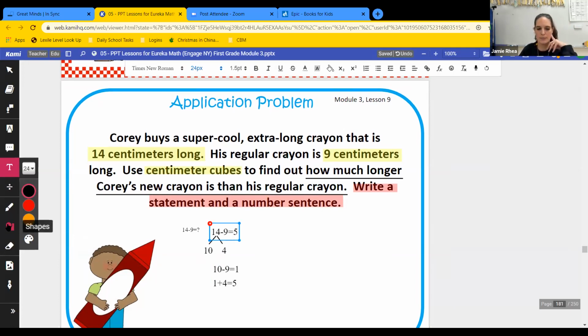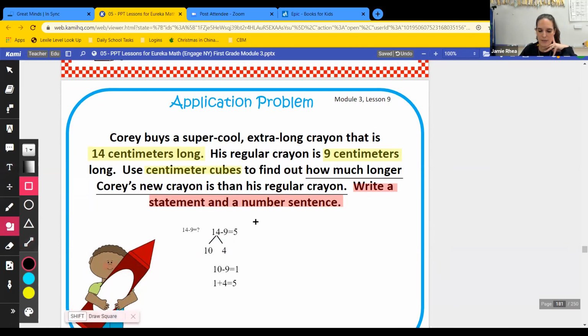Now let's try it if I draw it out. Let's see, if I have 14 centimeters, so 1, 2, 3, 4, 5, 6, 7, 8, 9, 10, 11, 12, 13, 14. Now I want to mark out 9 of those because we know that 9 from 10 leaves 1. And then we have 1 plus 4 more equals 5. So how much longer is Corey's new crown than his regular crown? Remember, we have to write a statement too.